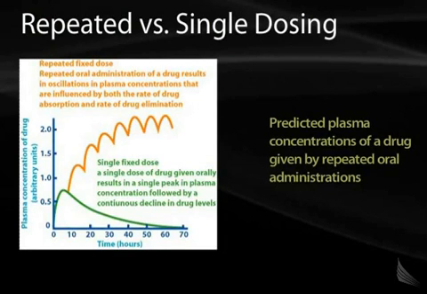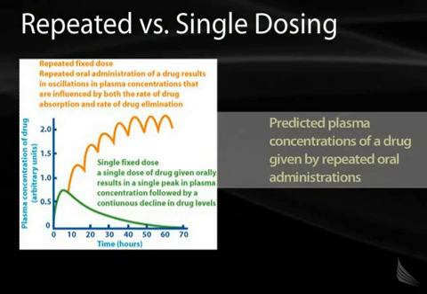Repeated dosing versus single dosing is a very important concept in pharmacology. If you give a patient a dose of a medication and it's a repeated fixed dose, the repeated oral administration will cause oscillations to occur, as you can see in this orange line. But eventually, they will reach a steady state. And as you can see, each bump represents a different administration of the same medication.